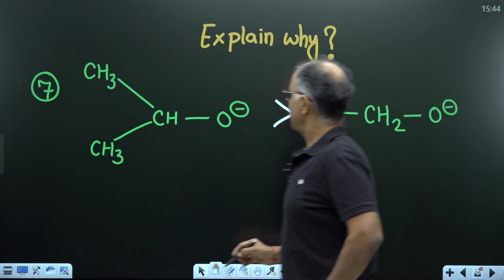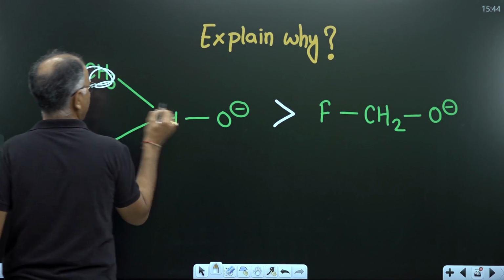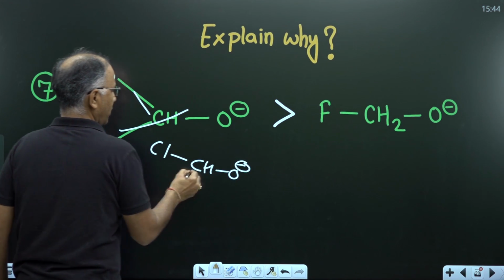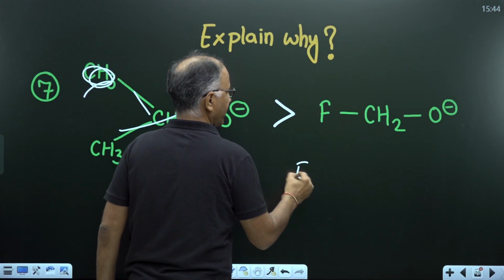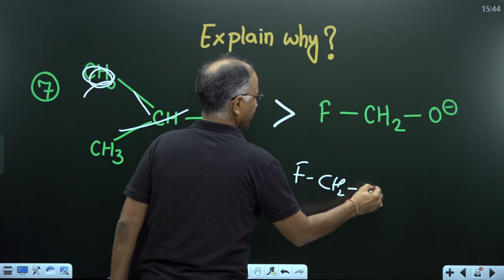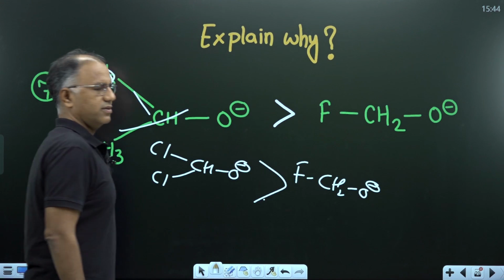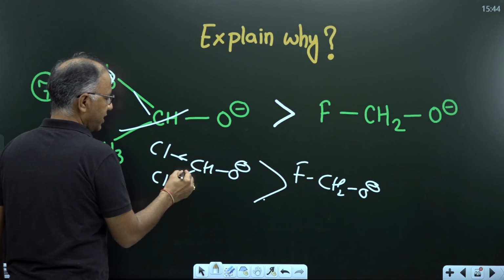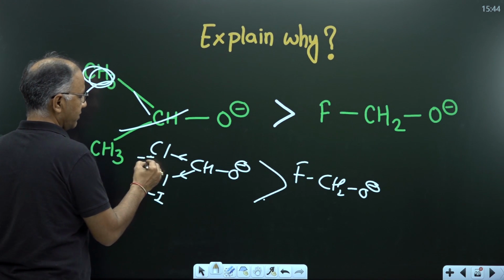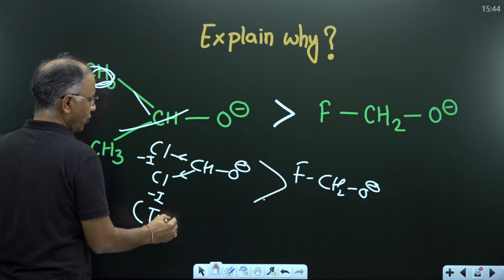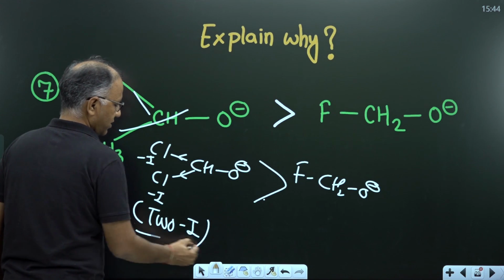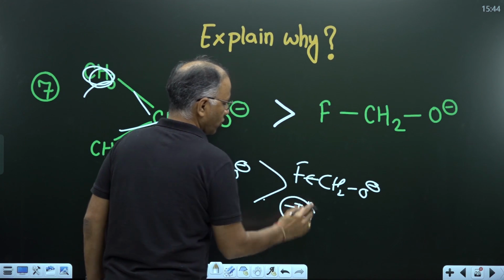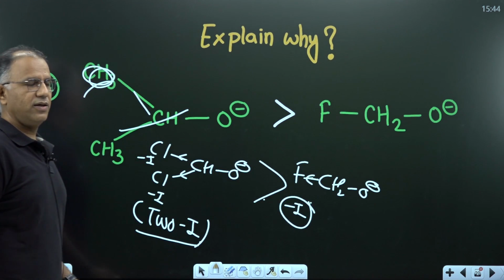There is a slight change in this example. Replace this by chlorine, so there are 2 chlorines in one case and a fluorine in the other. This is more stable than this. Now what I want to explain to you: in this case we have 2 minus I, and in this case it is only 1 minus I. So which shows more minus I effect?